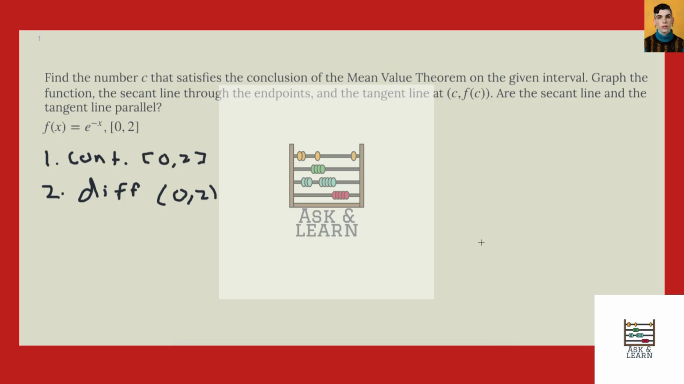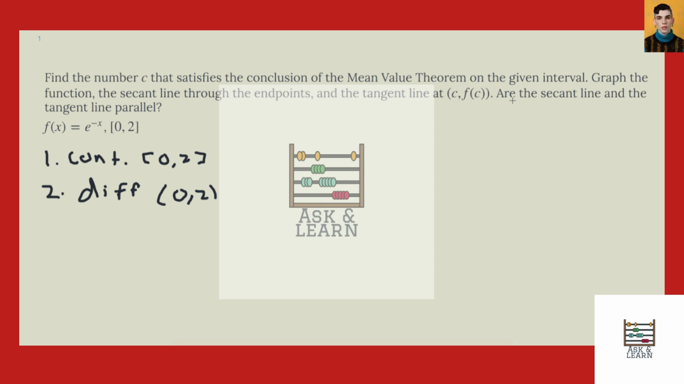All right, so here we're being asked to find the number c that satisfies the conclusion of the mean value theorem on the given interval. And we're then asked to graph the function and the secant line through the endpoints and a tangent line. And the question is, are the secant line and the tangent line parallel?